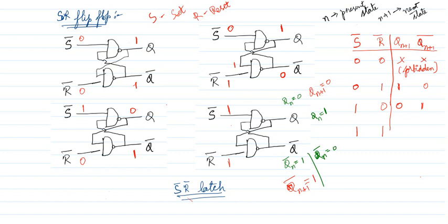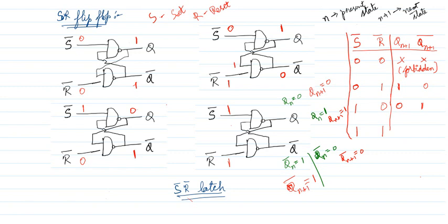Okay. So for this case this 0 is fed here, so 0 1 as input. So the next state output, that is Qn plus 1, is equal to 1. This 1 is coming here, so 1 1. So the next state output Qn plus 1 bar is 0.